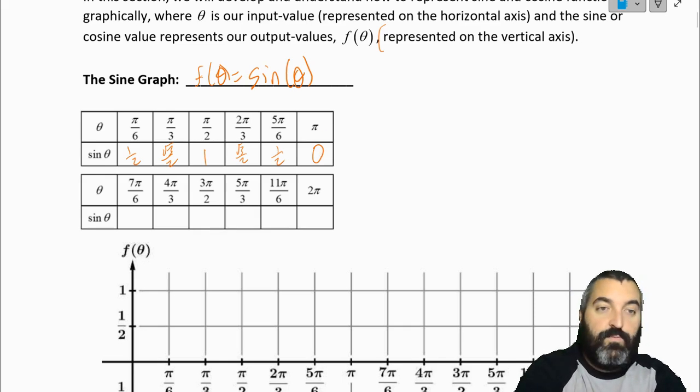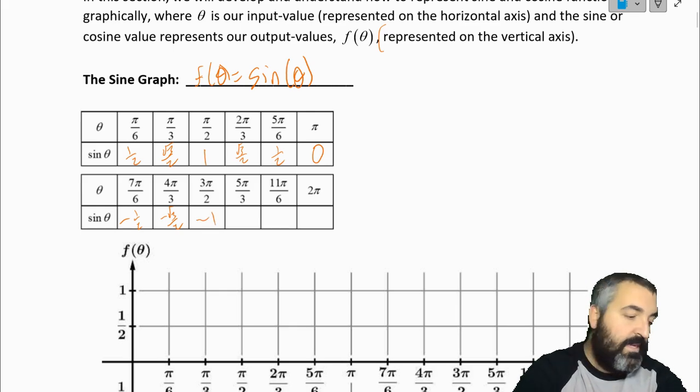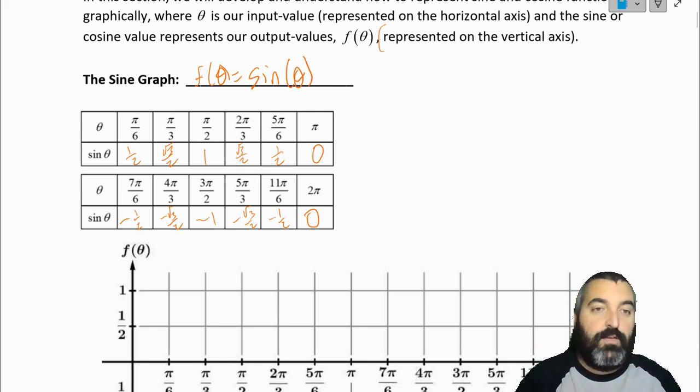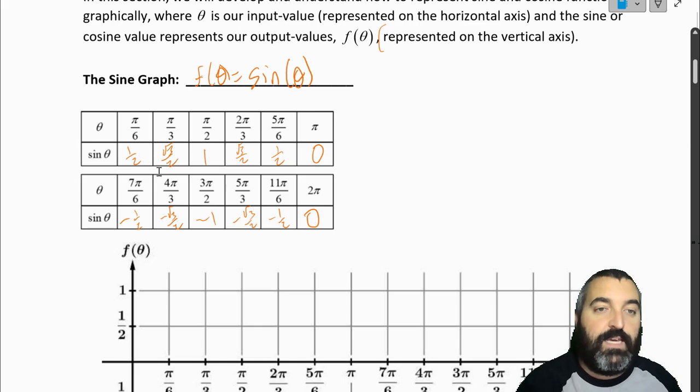And then we're going to the third quadrant with these two, so this would make them negative. So it's negative 1/2 and then negative root 3 over 2. And then at 3 pi over 2, we're the exact opposite of pi over 2, so it's negative 1. And then negative root 3 over 2, negative 1/2, and then back to 0. And again, maybe you needed to draw the triangles, but I kind of gave you these.